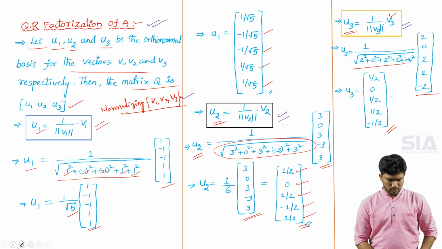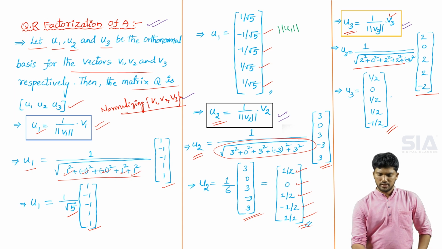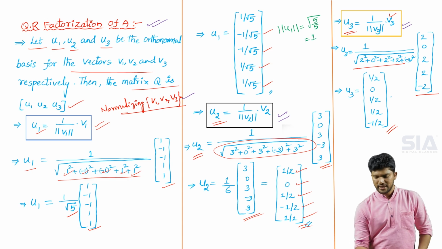Here you can observe one more thing. That one more thing is, here we got the u suffix 1 value. If you apply the norm to this u suffix 1 value, then you will get the square root of 5 by 5, that value is equal to 1. That means here u suffix 1 is a unit vector.